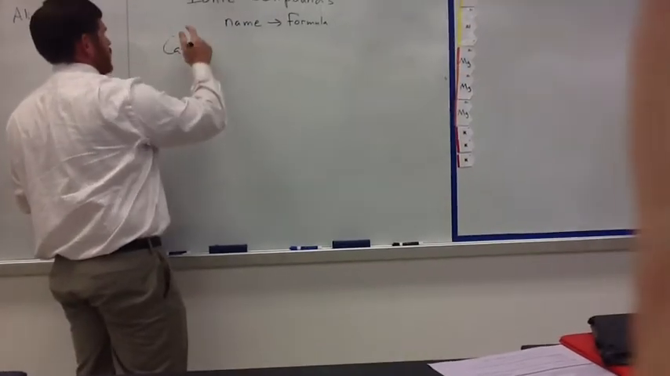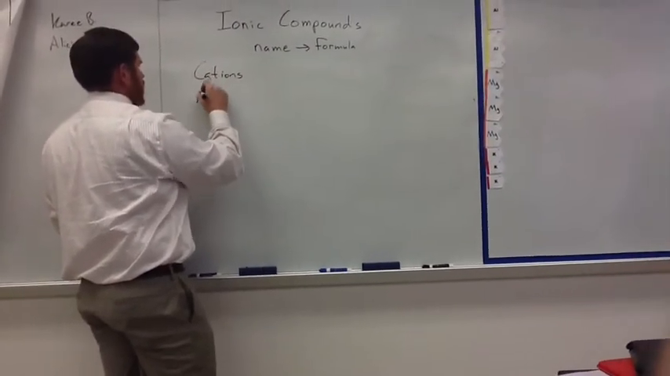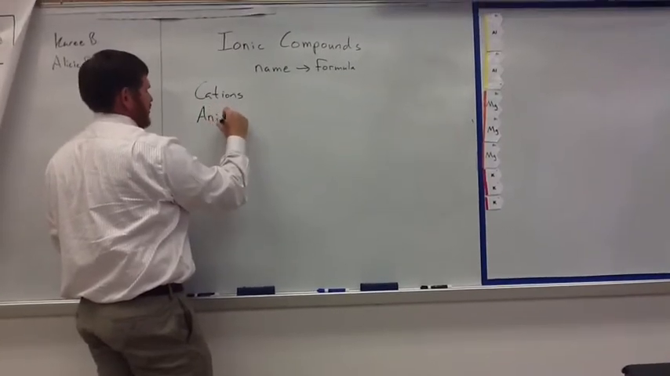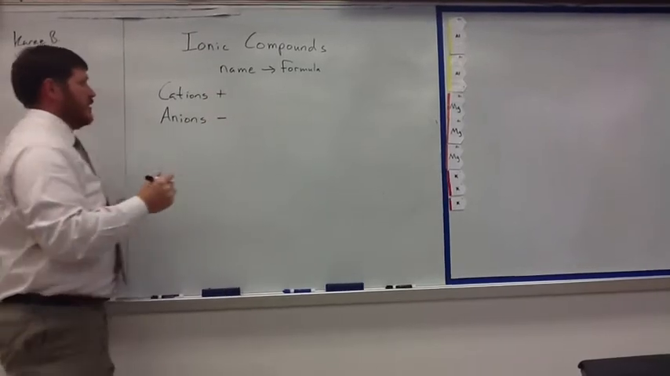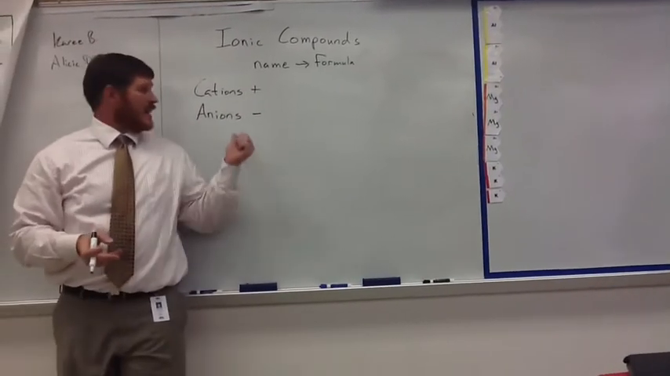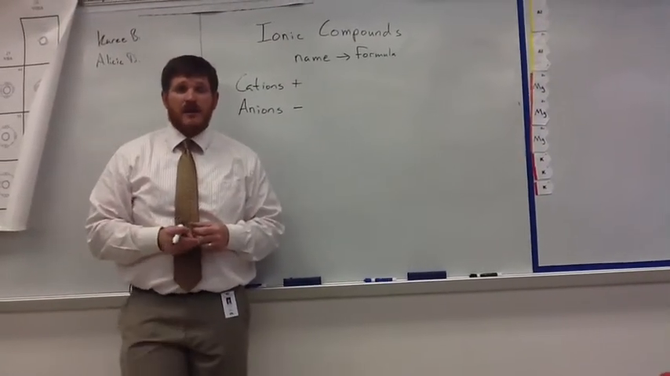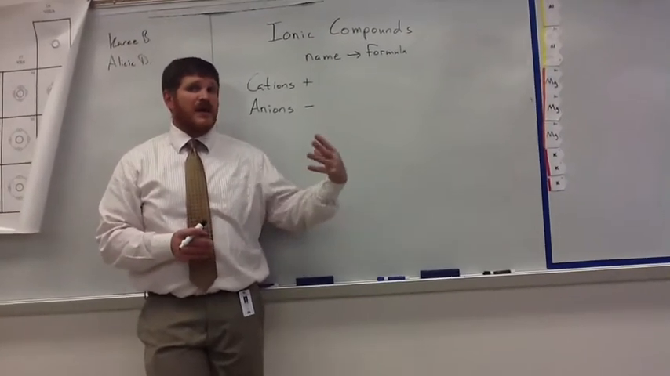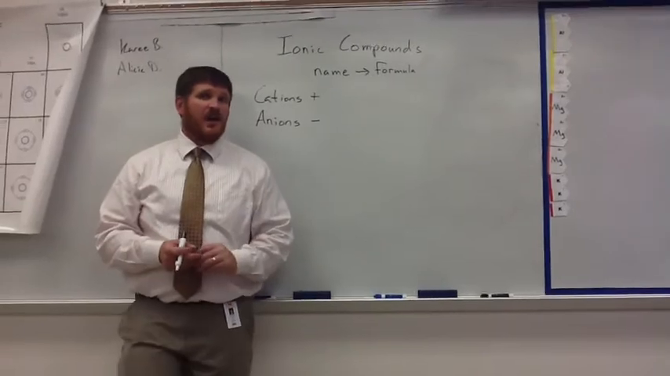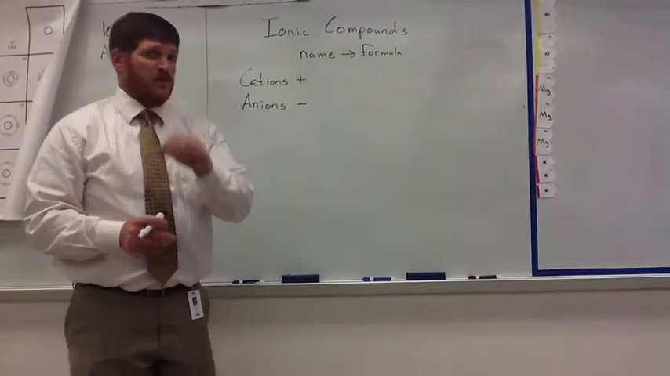Then the anions, not to be confused with cations. Anions are negative, positive up there. Those are the things we're going to be dealing with. The anions are our nonmetals. They're going to be on the right side of the periodic table. So we're going to be putting the positives and the negatives together and hopefully ending up with no charge.